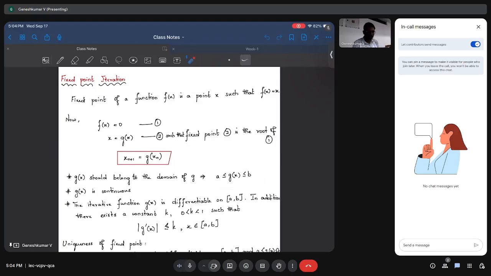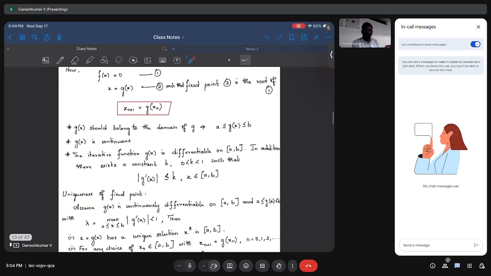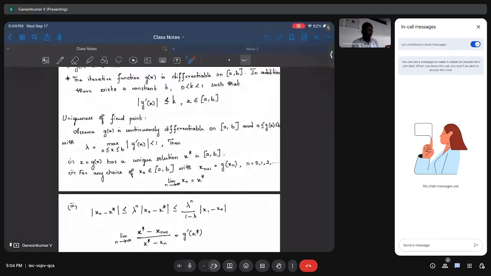We are trying to find the root, and g of x is continuous, and the iterative function g of x is differentiable. Okay, so whatever satisfies g of x equal to x is what we call a fixed point. Whatever the x satisfies g of x equal to x is called a fixed point.